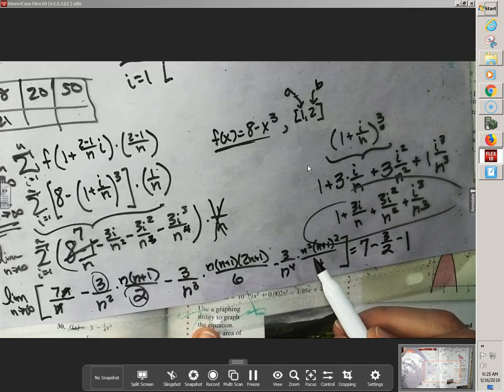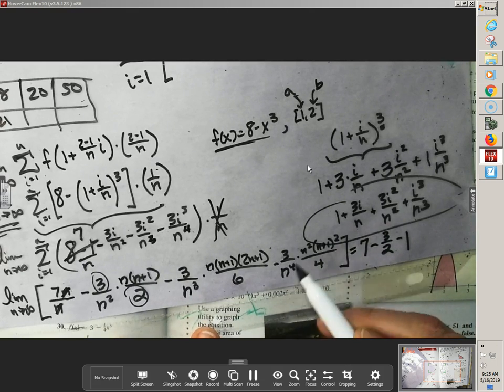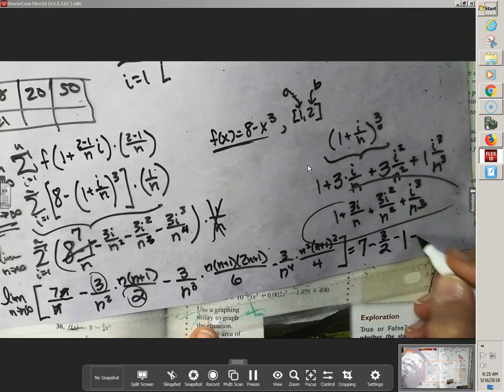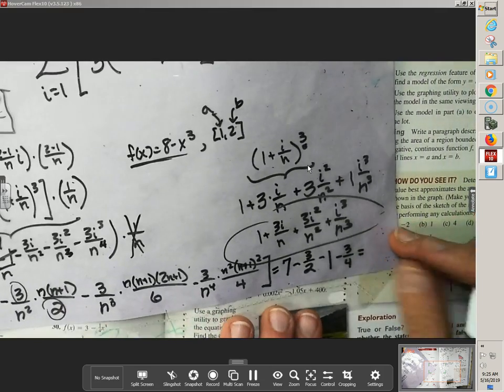Okay, how about this guy? I have an n squared and an n that's going to eventually be squared. Won't that be n to the 4th? And that's n to the 4th, so minus 3/4, ratio of the leading coefficients. Ew, what does this end up being?